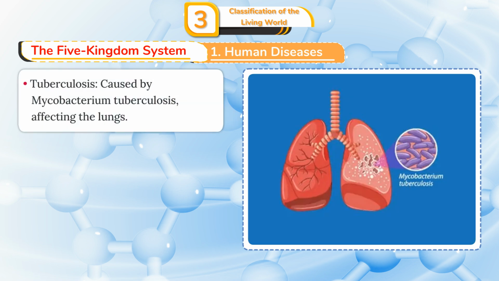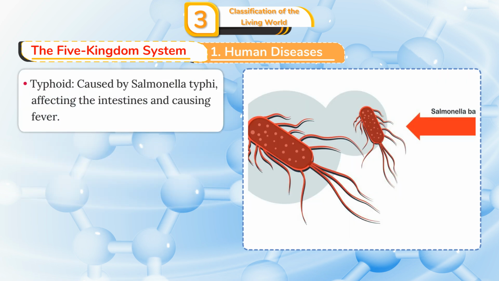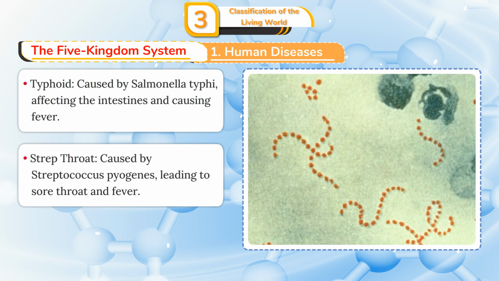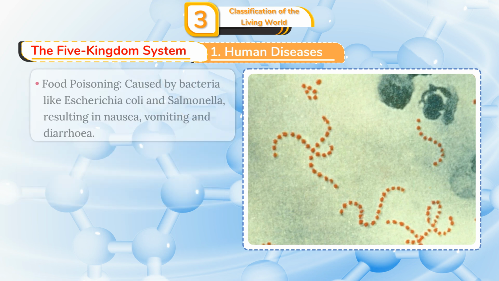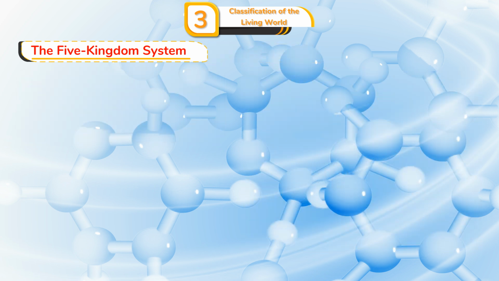tuberculosis, caused by Mycobacterium tuberculosis, affecting the lungs. Cholera, caused by Vibrio cholerae, leading to severe diarrhea and dehydration. Typhoid, caused by Salmonella typhi, affecting the intestines and causing fever. Strep throat, caused by Streptococcus pyogenes, leading to sore throat and fever. Food poisoning, caused by bacteria like Escherichia coli and Salmonella, resulting in nausea, vomiting and diarrhea.